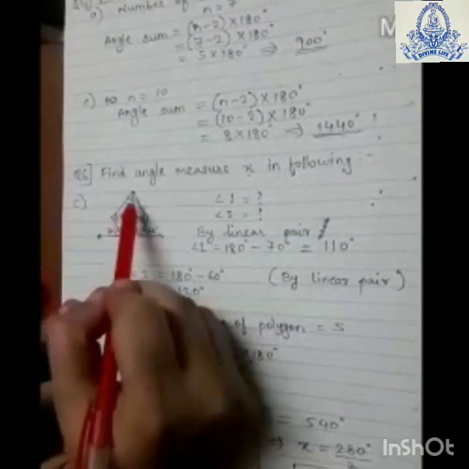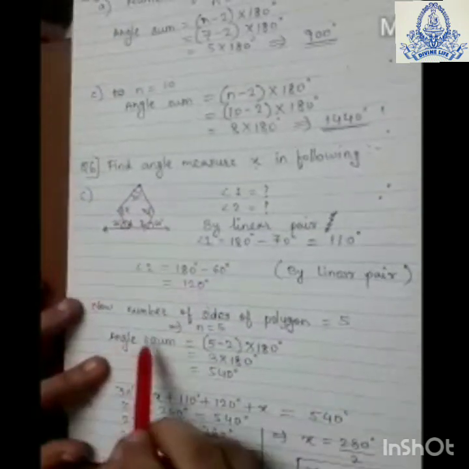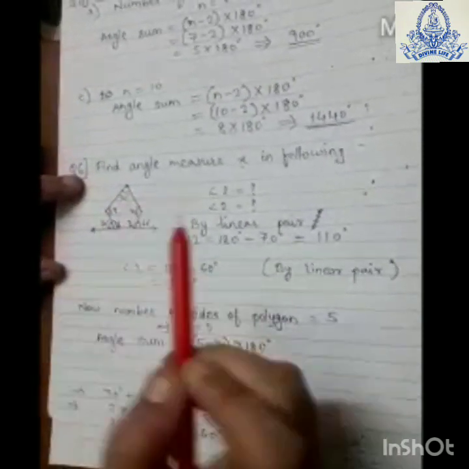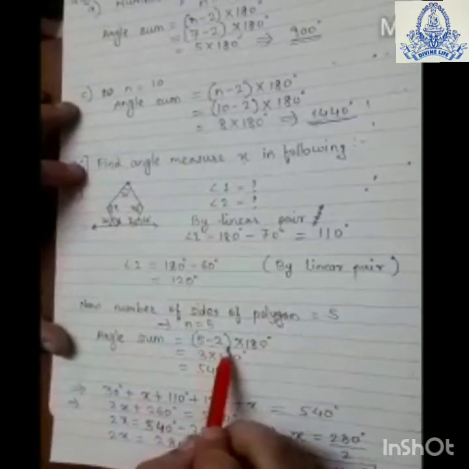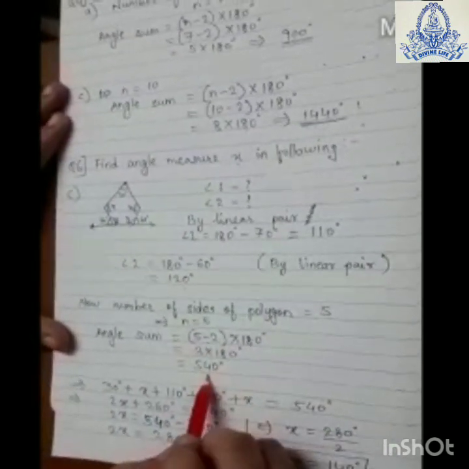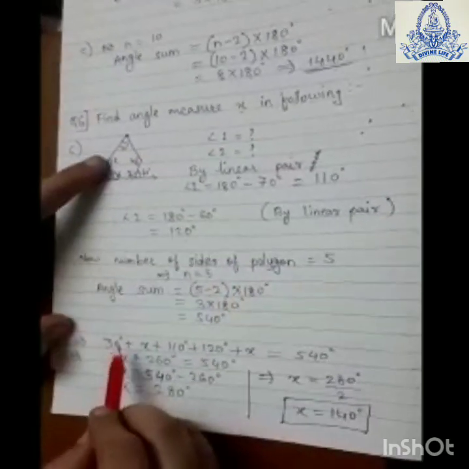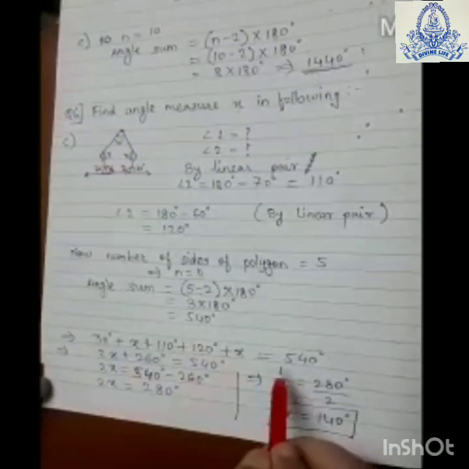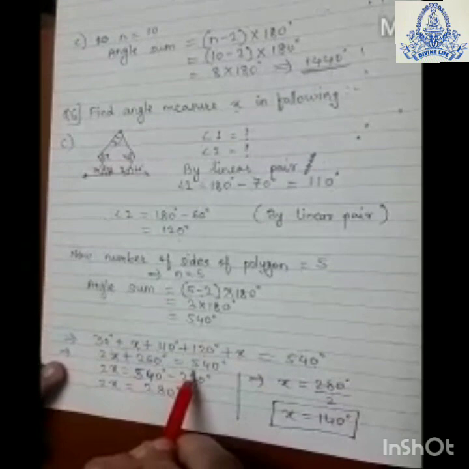Now see, this is a 5-sided figure, so we should find the angle sum for this. The number of sides of the polygon is 5: 1, 2, 3, 4 and 5. So the angle sum for a 5-sided polygon is (5 minus 2) into 180 degrees. So 5 minus 2 is 3, into 180, that is 540 degrees. So 30 plus x plus 110 plus 120 plus x is equal to 540 degrees. So 2x plus 260 is equal to 540 degrees.